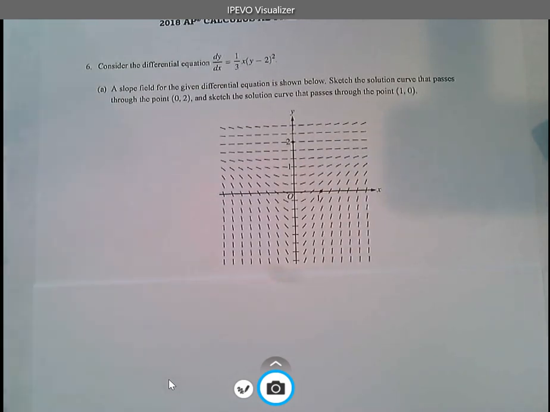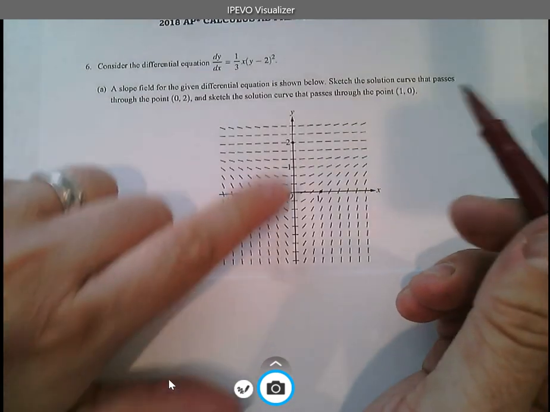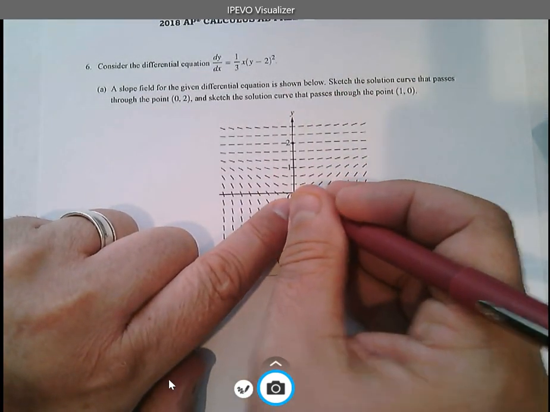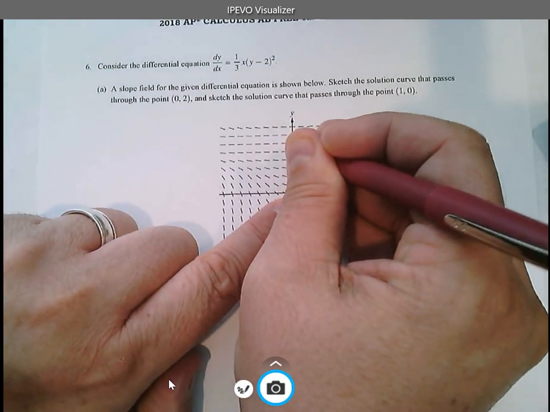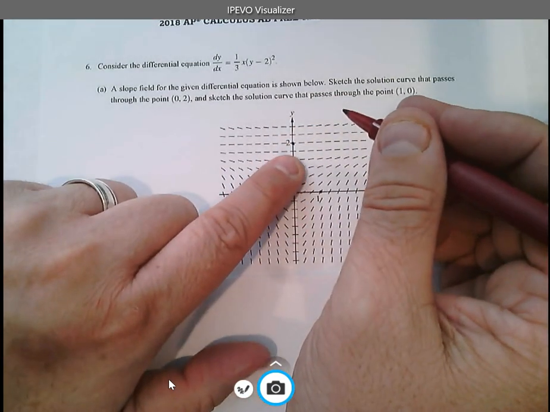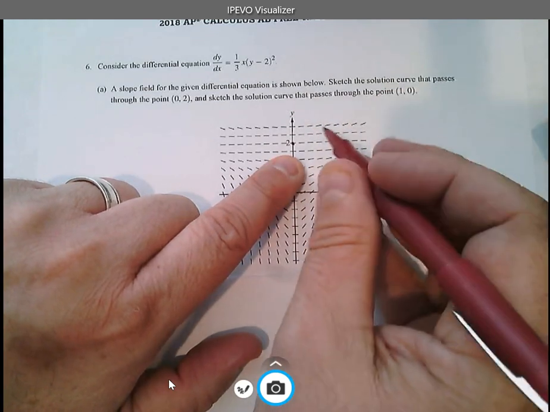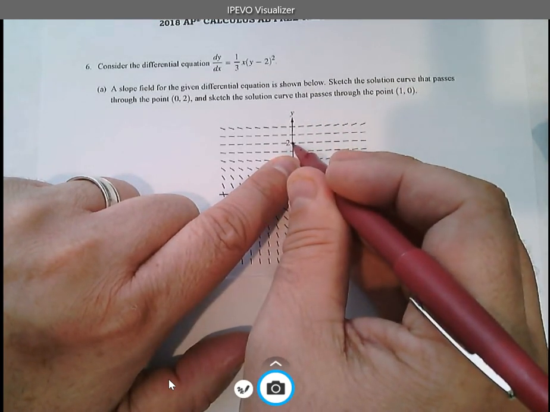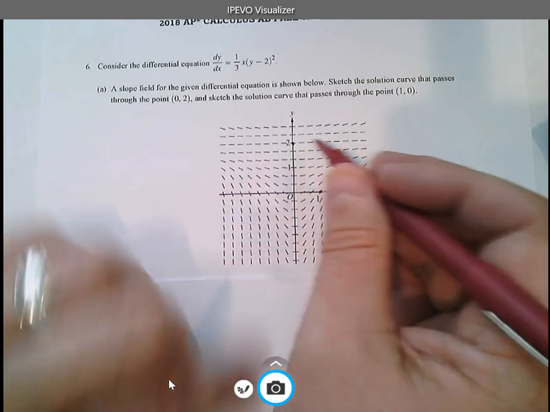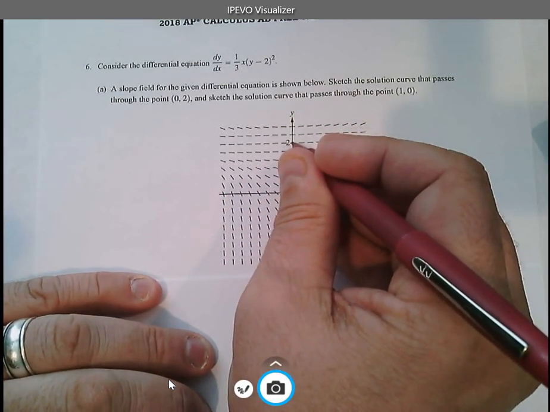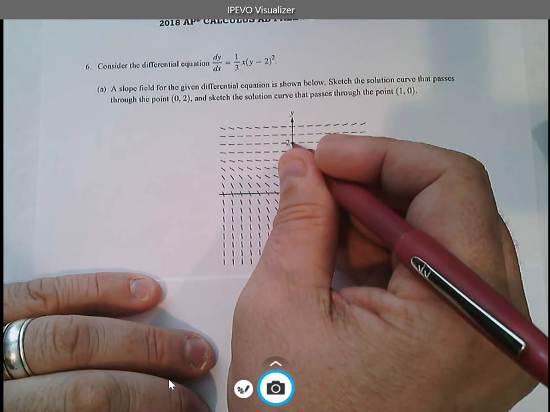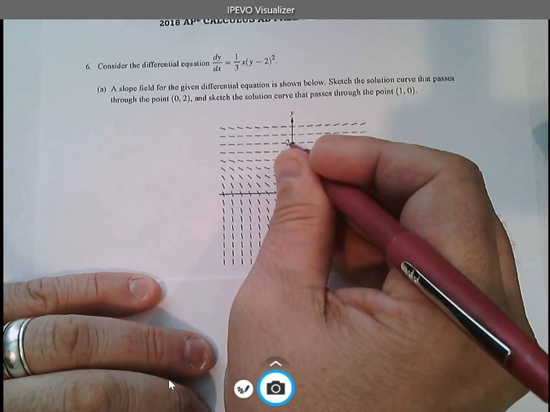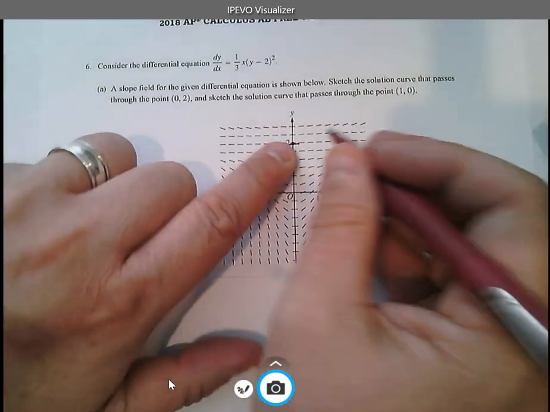In the middle of the AP exam, you're just going to have your pen or your pencil. That's fine. So find the point (0, 2). Here's x equals 0, y equals 2. There's that point. And the way a slope field works is you are looking at all these little line segments. Those represent your tangent lines at that point. So at (0, 2), what I see is my tangent line is horizontal. So I'm going to draw a curve that is horizontal.